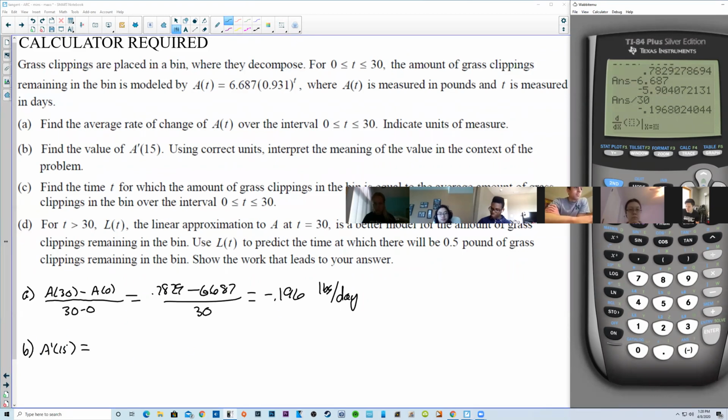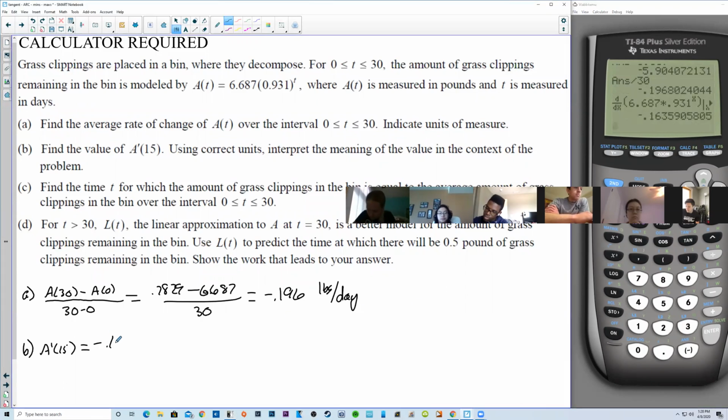If we can use a calculator, we're going to use a calculator, but we're going to mark down what we're actually doing here. So 6.687 times 0.931 raised to the x, and then we're at 15.